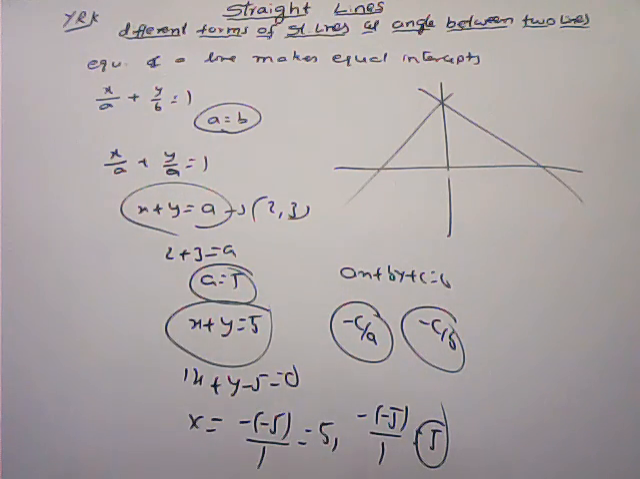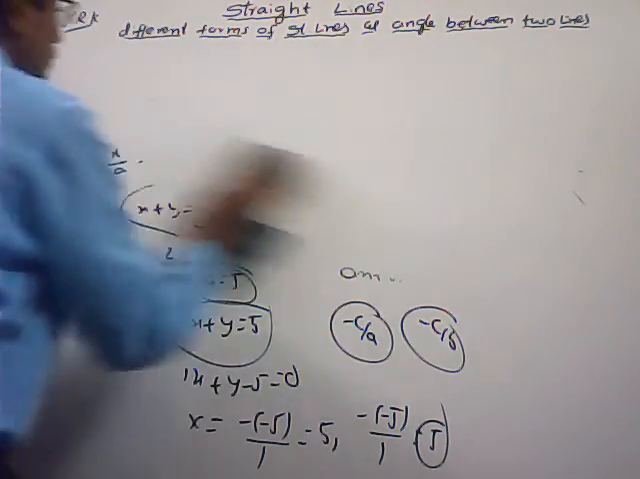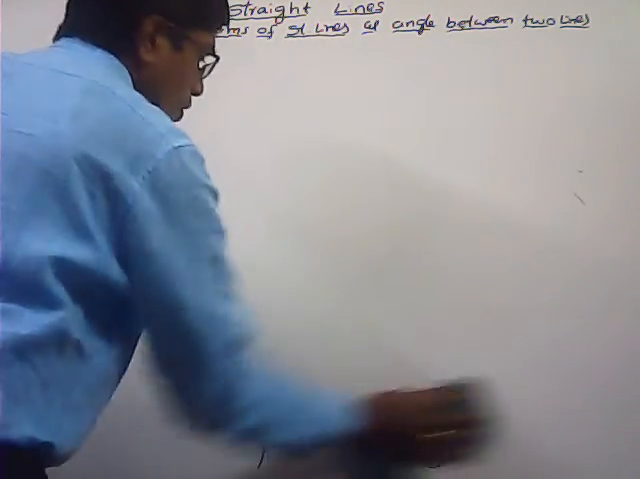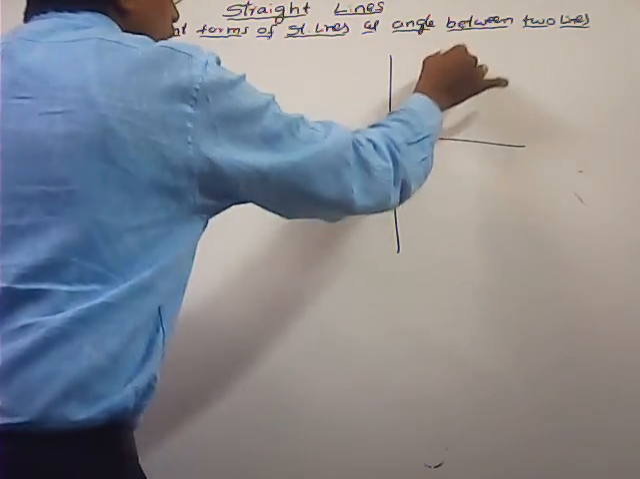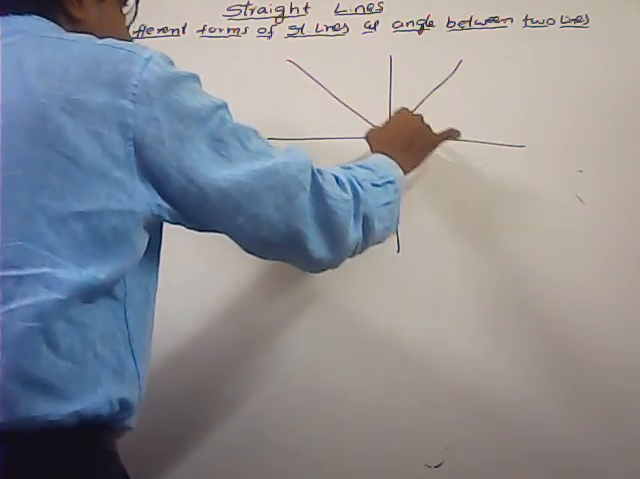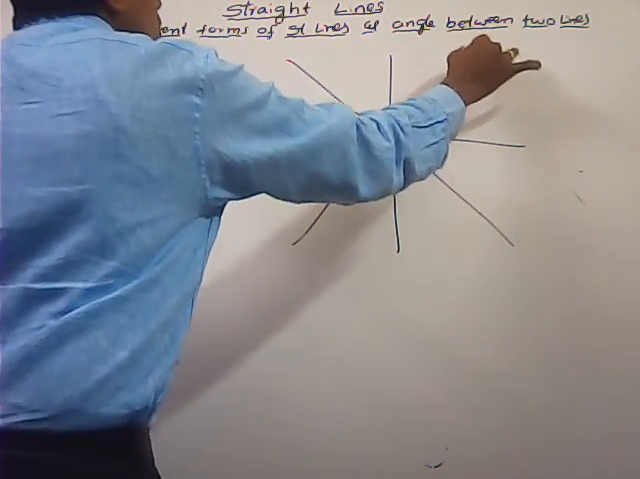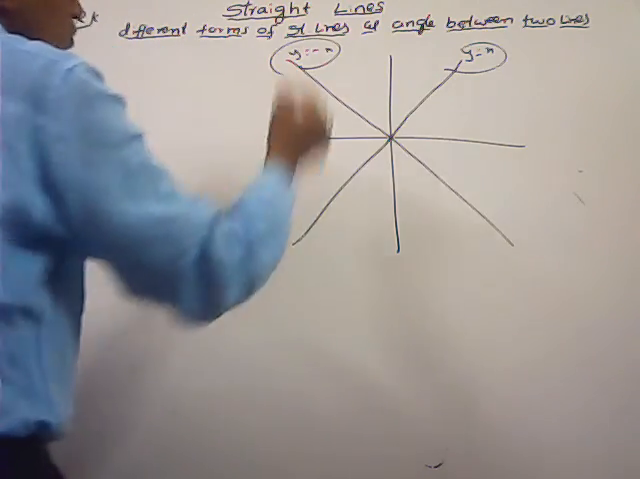And if a line equally inclined to the coordinate axis, what is the meaning of that one? Equally inclined to both the coordinate axis means whatever be the angle makes with x-axis, the same angle should be made with the y-axis also. Either here two lines are there, either y is equals to x or y is equals to minus x. Here y is equals to x, this is y is equals to minus x. Both the lines pass through origin only.